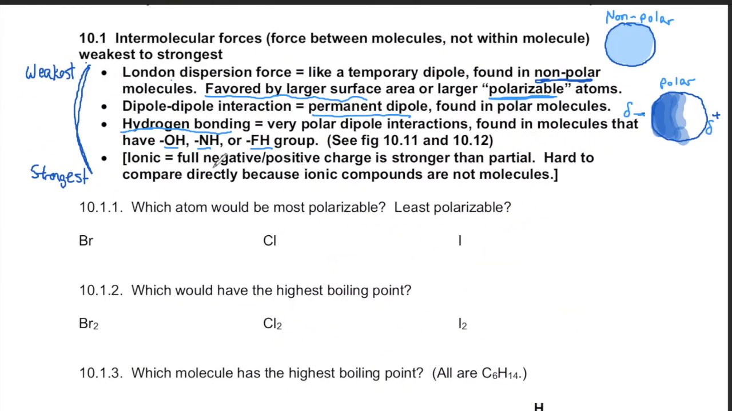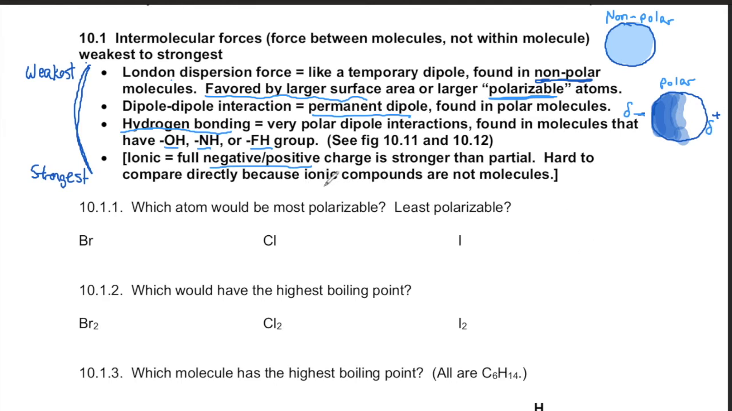Of course, if you have a full negative or positive charge in a molecule, then that would be an even stronger bond than the hydrogen bonding or the permanent dipole. Because instead of having a partial negative and a partial positive, you have a full negative charge or a full positive charge in the molecule.